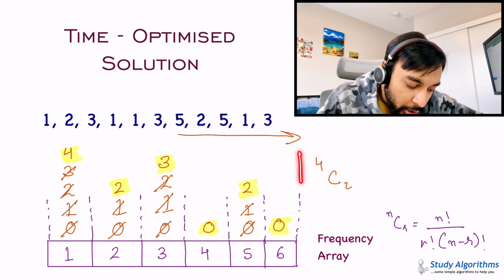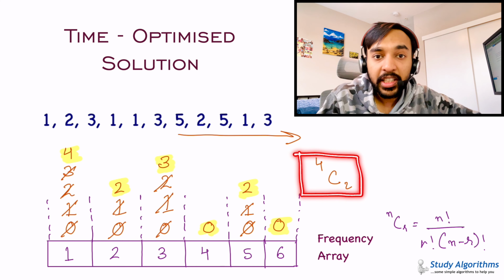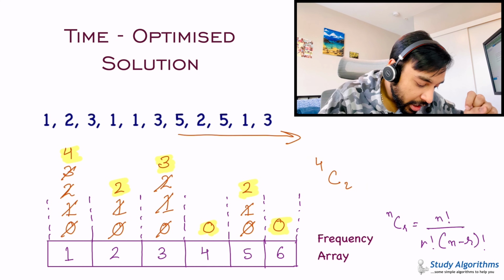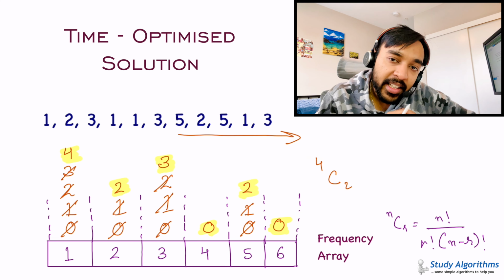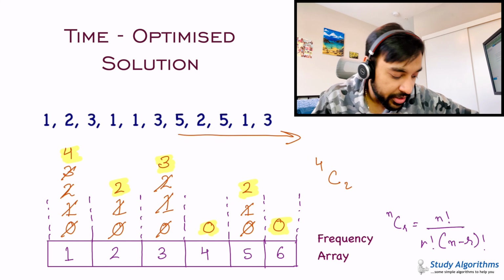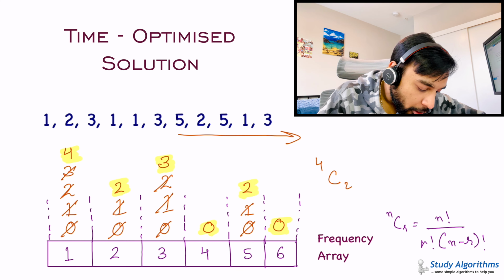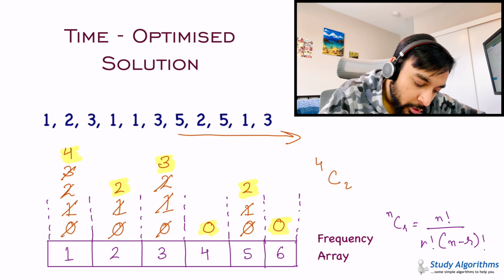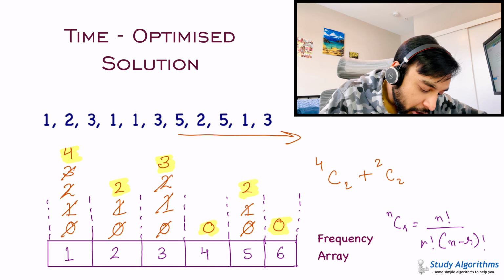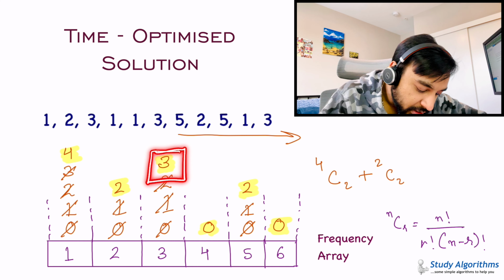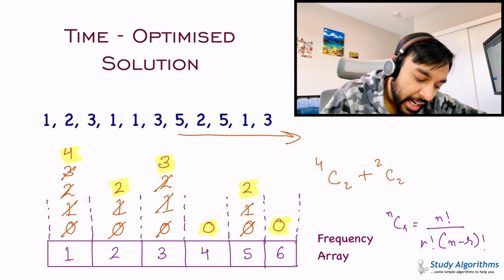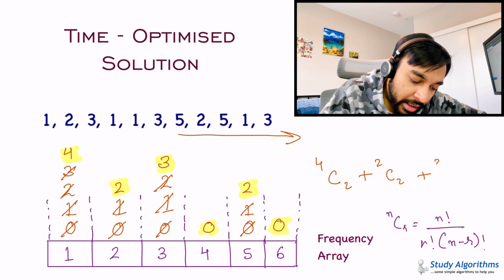This means that you can form 4C2 pairs with the element 1. Going forward, you can apply this same technique to all the integers. You can form 2C2 pairs with the element 2. So that would be 2C2. And then you can form 3C2 pairs with the element 3. And that will give me 3C2.